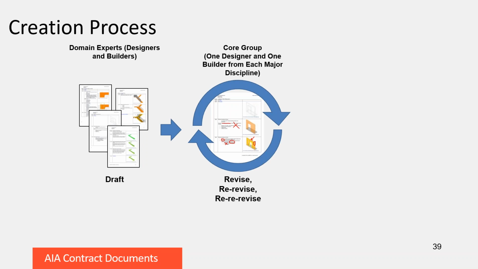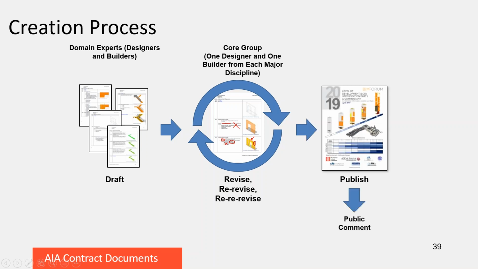The creation process for this is somewhat interesting because this is really why it gained broad acceptance. We start out with domain experts, and then we make sure that there's a designer and a builder on every domain group. They draft the initial definitions, and then the core group, which includes at least one designer and one builder from each of the major disciplines, the core group gets a hold of it, and then we all beat it up and get it into something that we can all agree on. So the draft from the domain experts satisfies the experts there. Once the core group gets through with it, it now satisfies all the other disciplines as well.